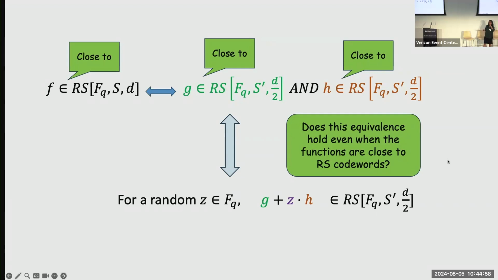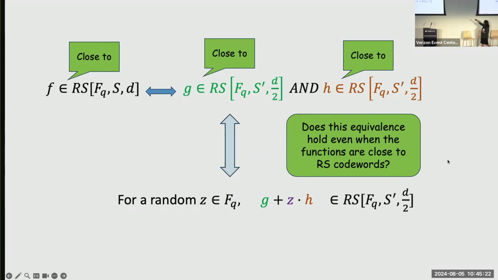Another question: closeness is in Hamming distance. So I say a function f is epsilon-close to a Reed-Solomon code if, when I change an epsilon fraction of the coordinates, I get a true code word. So I'm defining closeness with respect to the Hamming distance. Any other questions?